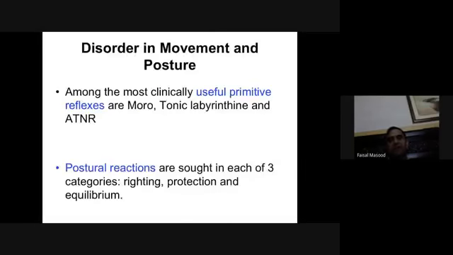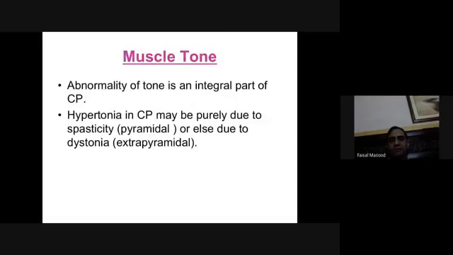Disorder in movement and posture, then postural reactions. Must assess the muscle tone. If it is increased, it is called hypertonia and spasticity. And if the muscle is otherwise stiff pathologically while the tone is normal, then it is called rigidity.